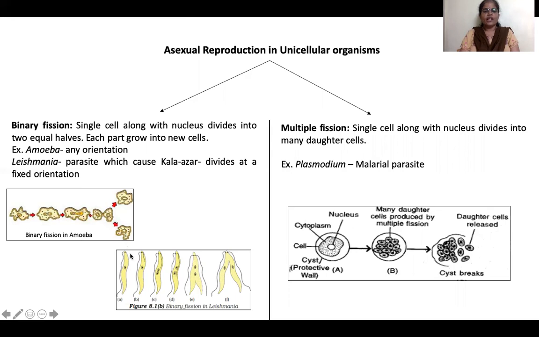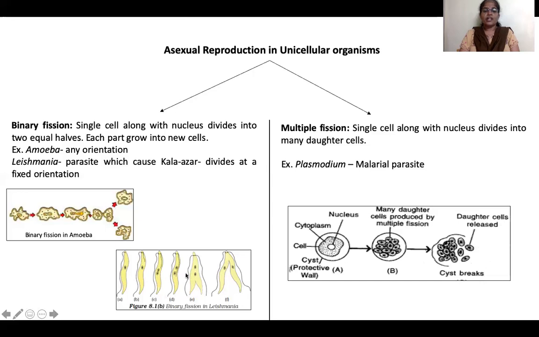Now, in another unicellular organism called Leishmania, a parasite which causes a disease called Kala Azar in human beings. Kala Azar is a very scary disease where the skin starts turning black, the person becomes weak, and the liver bulges. It's a very scary disease. That parasite lives inside our body, and this is the structure of the parasite Leishmania.